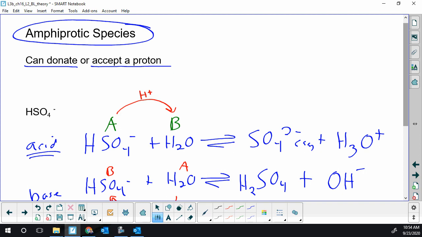The Toronto Blue Jays a couple years ago had a pitcher who could throw right-handed or left-handed. I'm right-handed, so it feels really weird to try to throw with my left, but he actually wasn't that good. He didn't last that long. But you see this word amphi show up in a lot of terms, having that both. Both protic, both donate and accept.